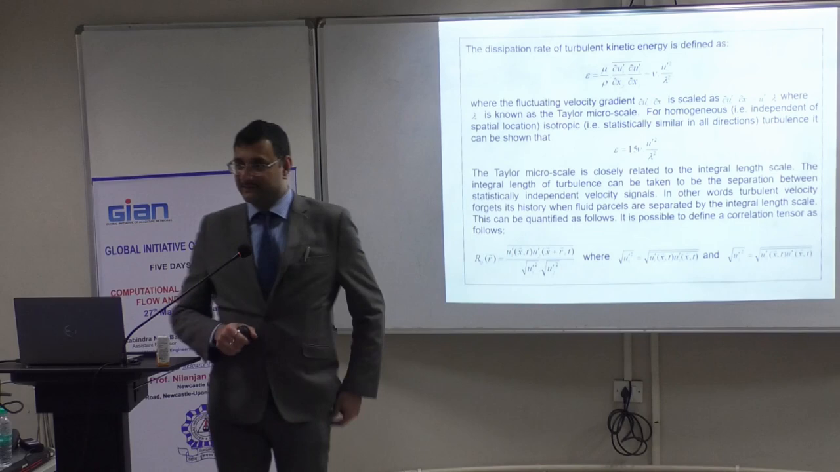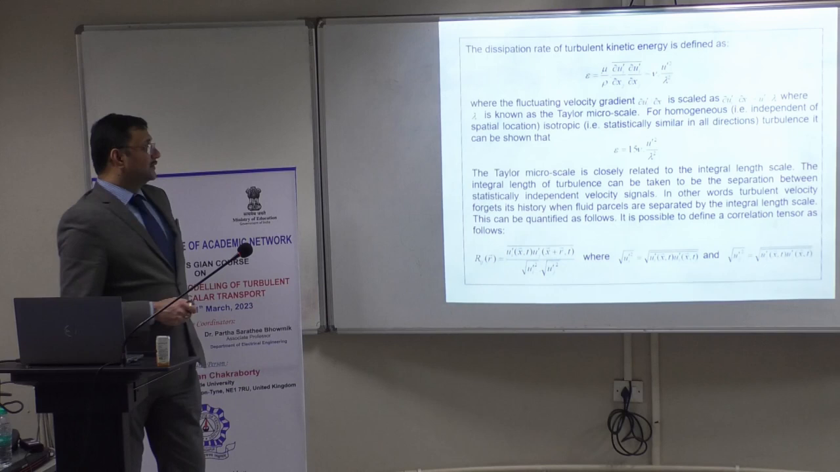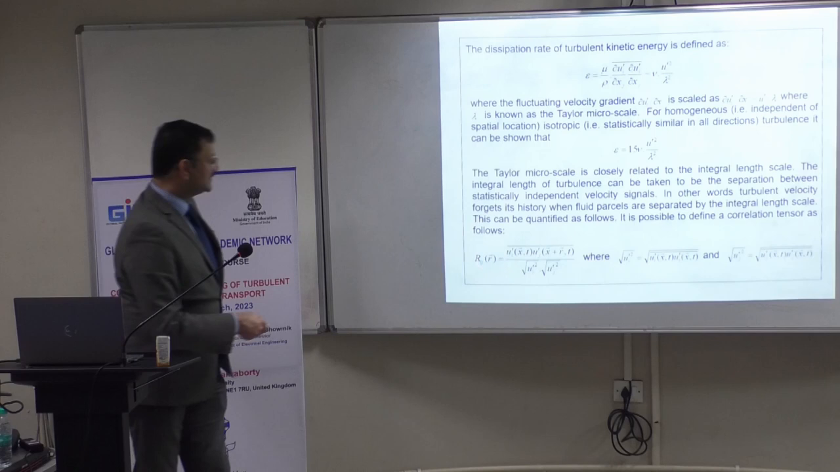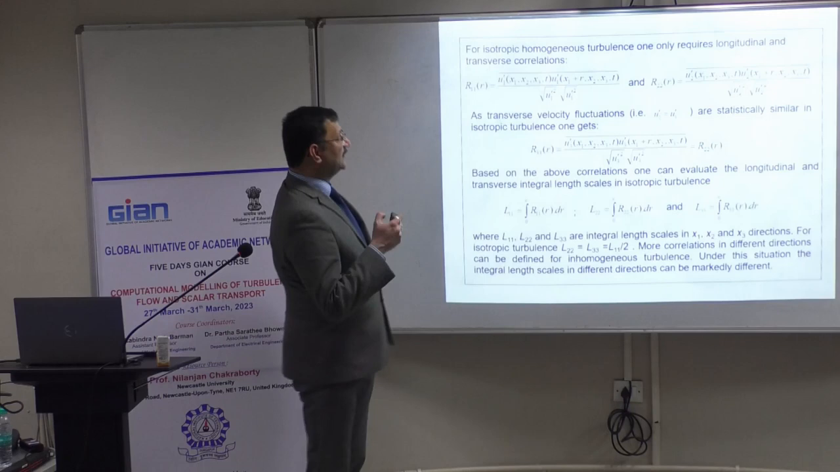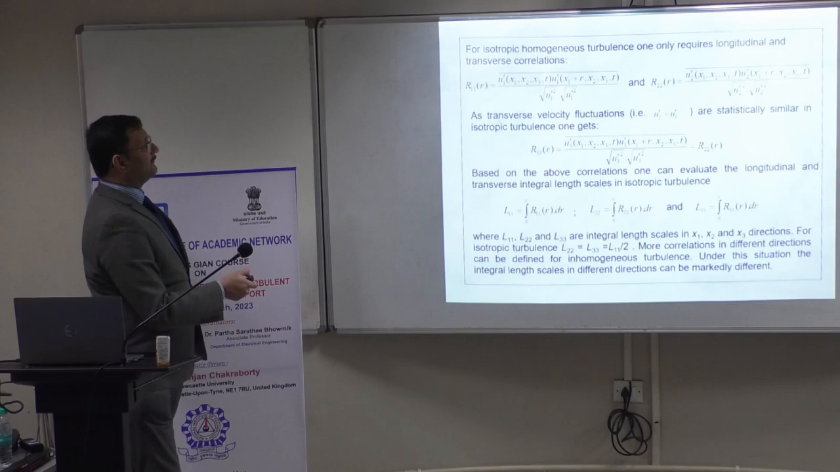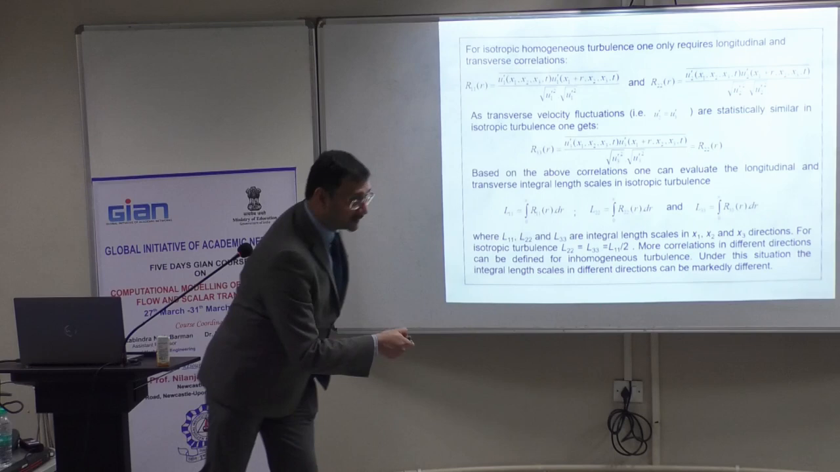So, Taylor microscale is also closely related to the integral length scale. I have already told you the integral length scale can be taken to be the separation of statistically independent velocity signals. This is the way to quantify it. This is called the correlation function. Here you have velocity fluctuations separated by a distance, and these are normalized by their RMS values. So it can generate different correlation functions. This is basically a tensor R11, R21, R31. And if you have statistically similar isotropic turbulence in the two and three directions, they are the same. And you can define the integral length scales in this manner, just by integrating the correlation functions.